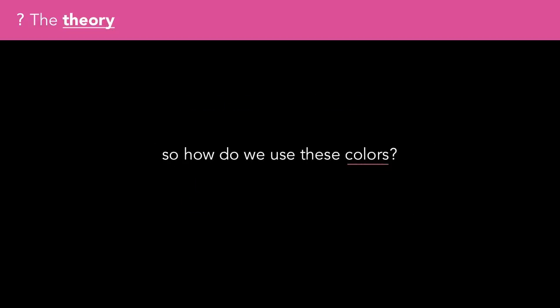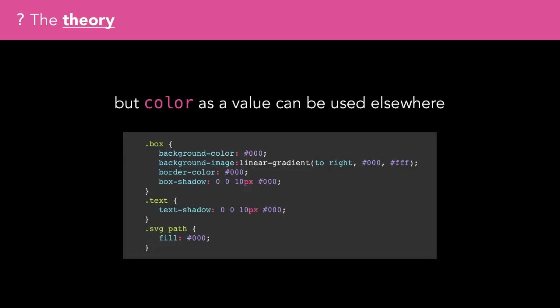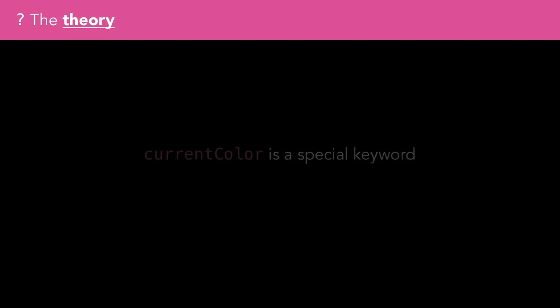So how do we use these colours? The colour property only affects text, so it allows us to set the text colour of any element. But there's lots of other properties that accept a colour, background colour for example, or colour stops in a gradient. We can also set border colour, or the colour component of box shadow or text shadow. We can even change the fill colour of an SVG path or polygon.